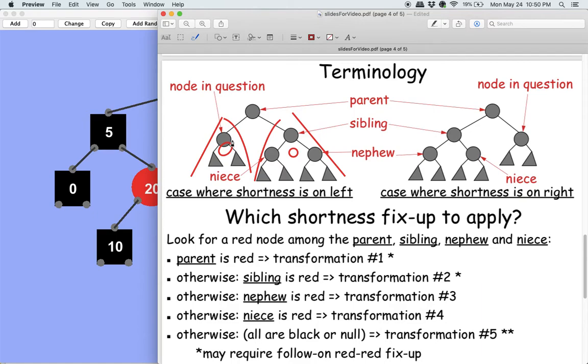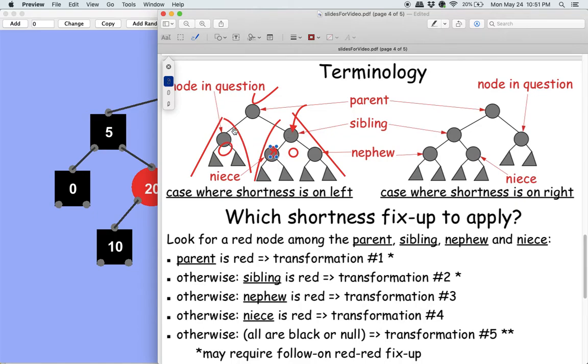And most of the time that's going to work. But the notation here is the node in question, that's the root of the short tree, which indeed could be null. And it's going to have a parent, so this is going to be our parent. And then we also have our sibling. This is the sibling. And then we have what I'm going to be calling the nephew. The nephew is the child of the sibling that's farthest away from the node in question. And the niece is the child of the sibling that's closer to us.